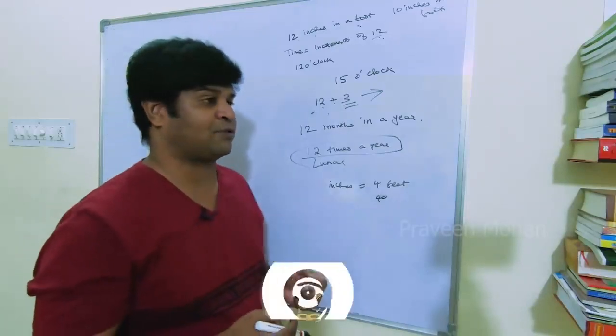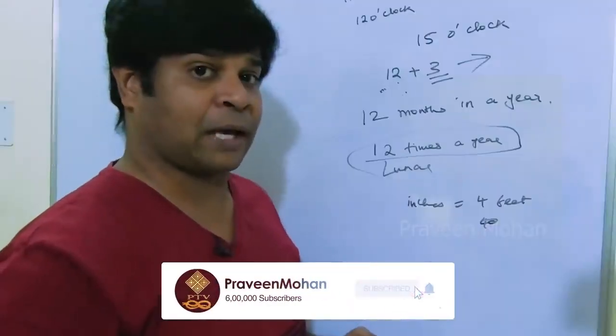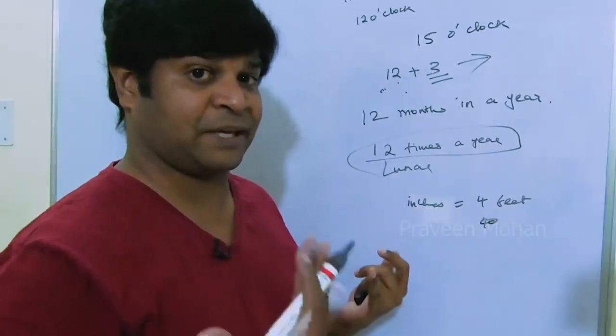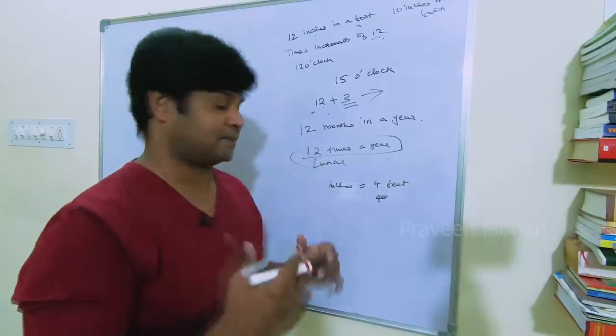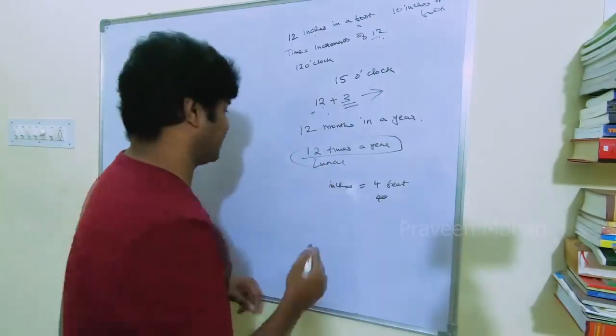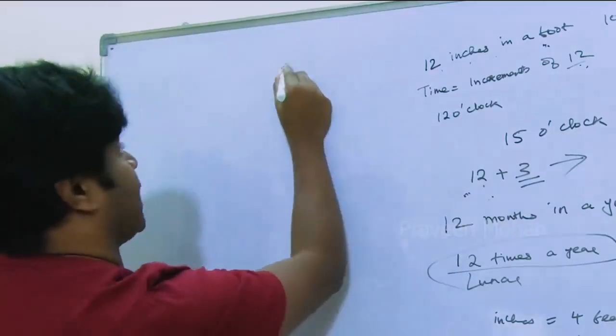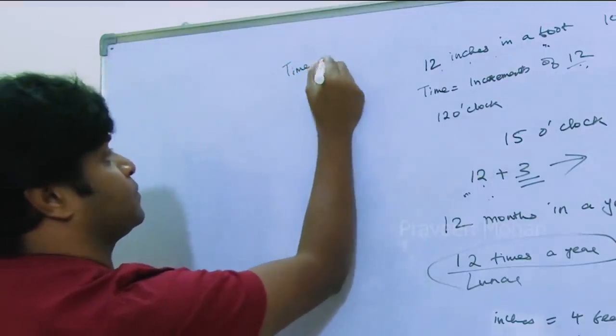Somebody told me once that the gods had 6 fingers in each hand, and this is why they followed the system of 12. I don't know if that's true. Let's move on. Time, okay?